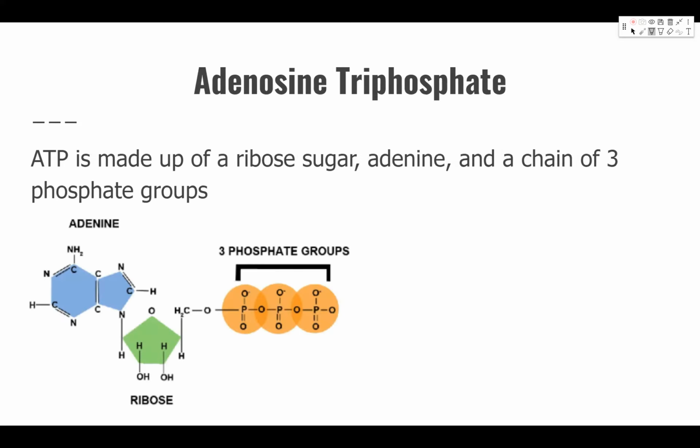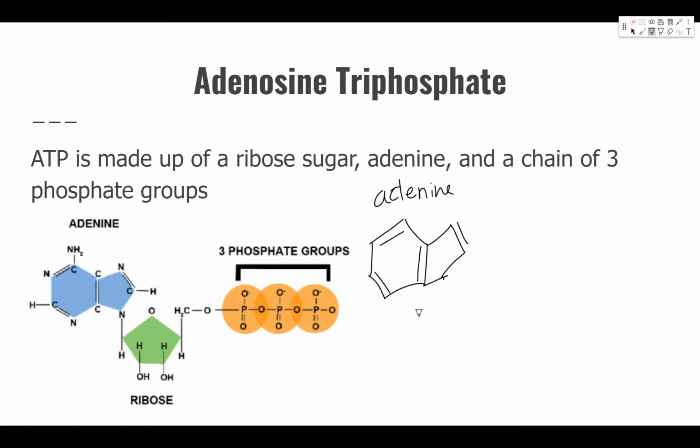So, this is ATP. ATP is made up of a ribose sugar, an adenine group, and a chain of 3 phosphate groups. And we are going to draw this. We are going to have this in our notes. So, we have an adenine, which is, I believe, 2 benzene rings. Oh, there's nitrogens in there. They're not benzene. Oops. Okay. This is our adenine.